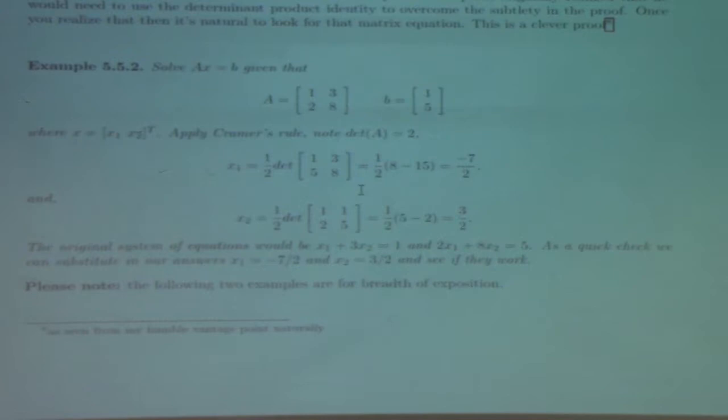Very simple. First of all, what's the determinant of the coefficient matrix? It's 8 minus 6, which is 2. Then I need to figure out the determinant of my A1 and my A2. So let's see here. I swapped out the first column for 1, 5, right? So there you go. X1 is minus 7 halves. And here I swapped out the second column for 1, 5 instead of 3, 8. That gives me 5 minus 2, which is 3. So 3 halves. So minus 7 halves, 3 halves. There you go. That's the solution.